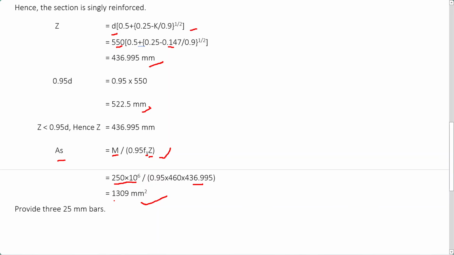The required reinforcement area for this section for the given bending moment is 1309 mm squared. So we can provide three 25 millimeter bars. It is something around 1400. So our requirement is satisfied.